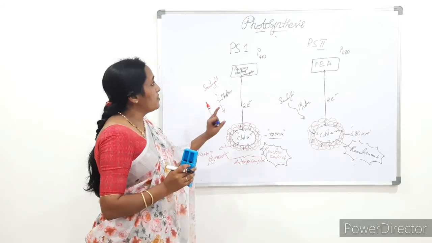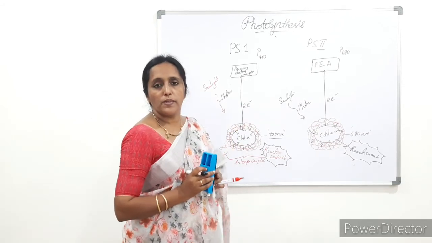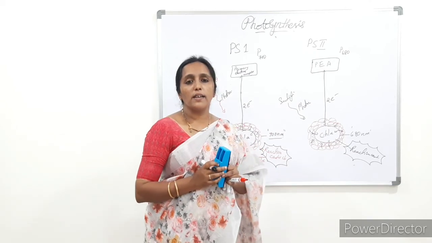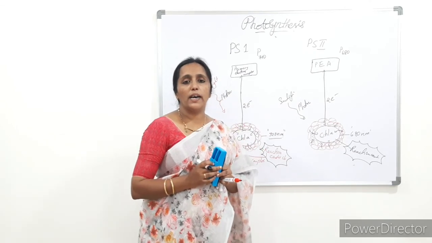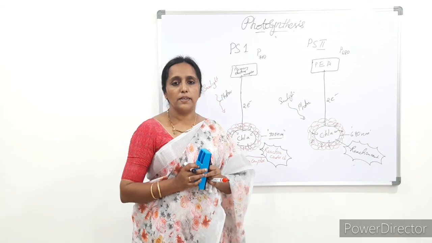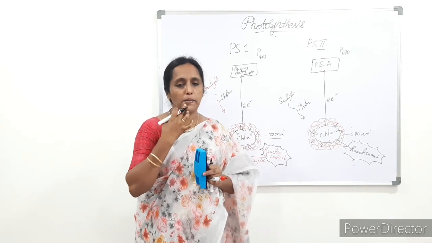So this is about photosystem 1 and photosystem 2. In the next class, we will go into how the reactions take place and how the synthesis takes place.